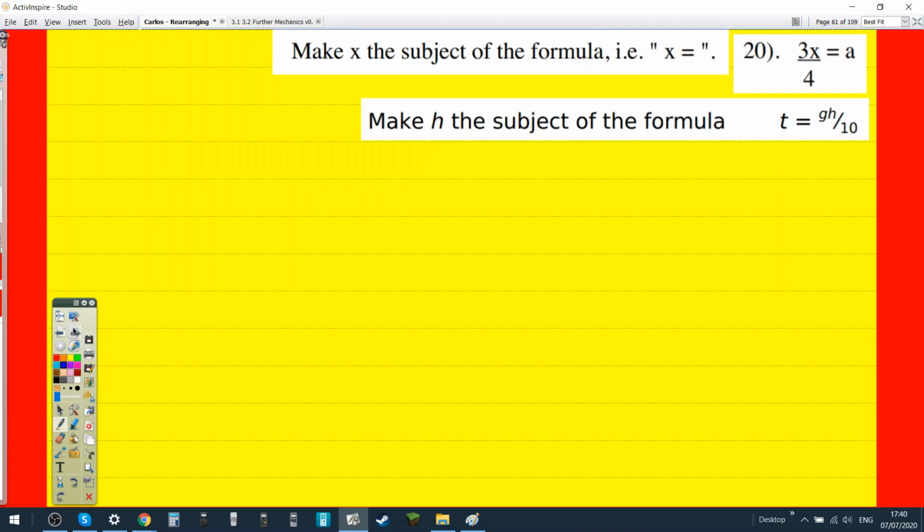Alright, let's try the top one. I'll try both of them. The top, okay. So you have to do 3x divided by 4 and times by 4, which cancels it out. So then you need to make it into x, right? Okay. So then do you have to divide by 4?